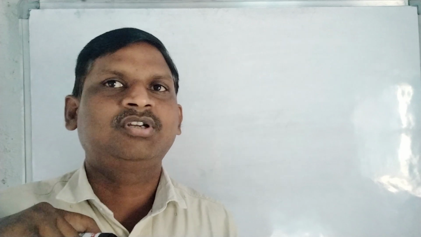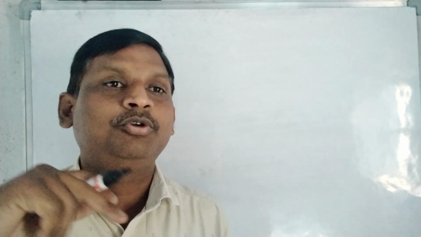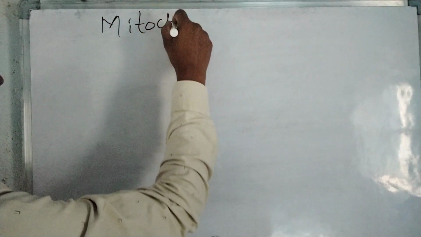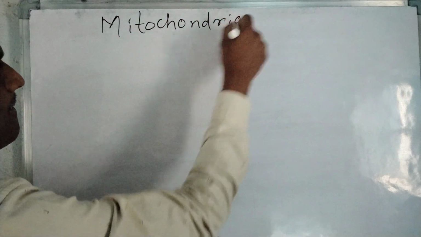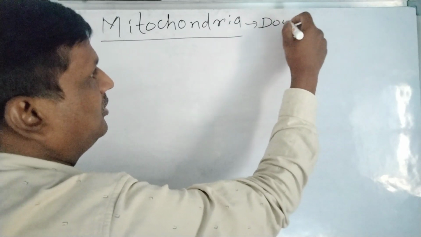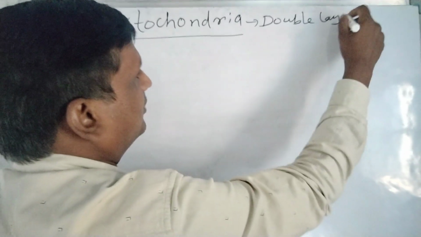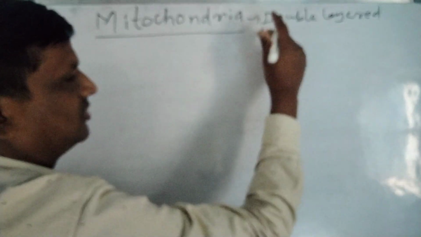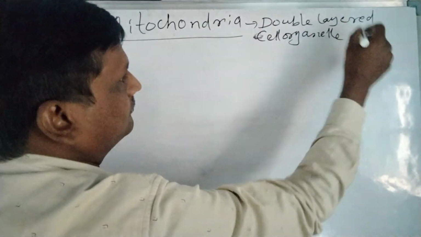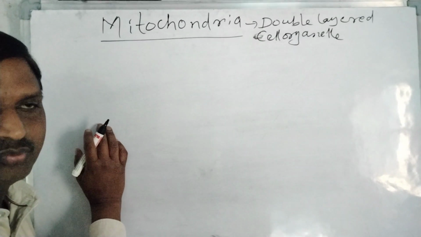Today we are going to study about mitochondria, the other cell organelle. Mitochondria is a double layered cell organelle. We can see it is a double layered cell organelle.